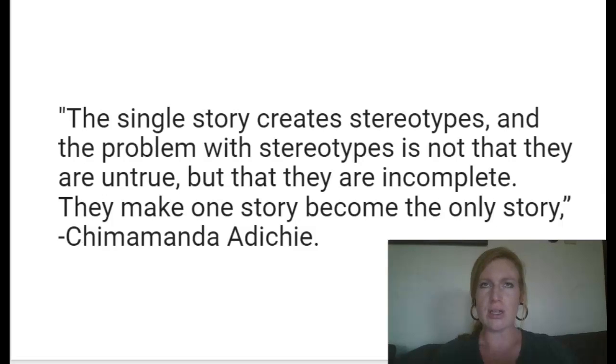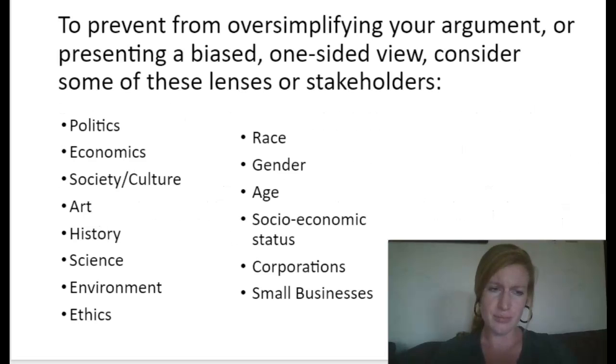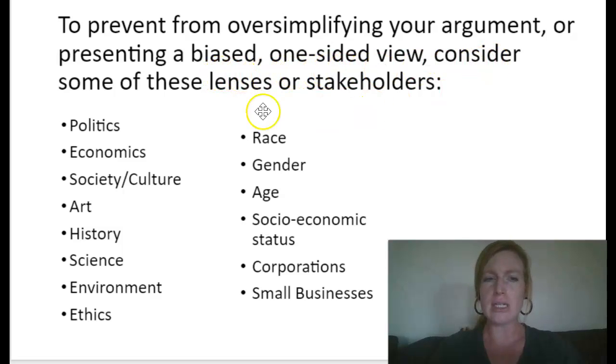And so as we start to think about argumentation, we don't want to simplify something to a single, non-open-minded perspective or single story. We want to acknowledge multiple perspectives while still maintaining a stance that we are hoping to defend. So in order to prevent oversimplifying our argument or presenting a biased one-sided view, we really need to consider some of the lenses or some of the stakeholders involved with the issue.